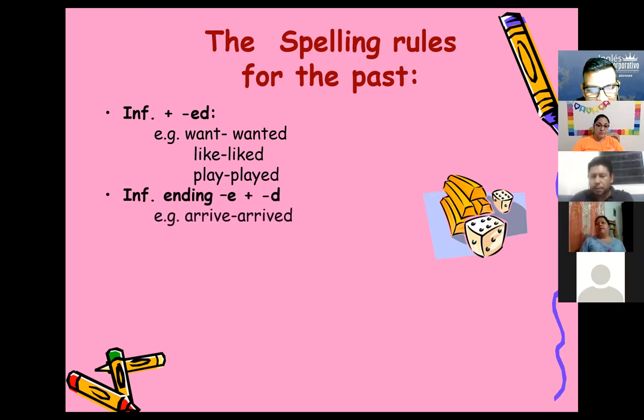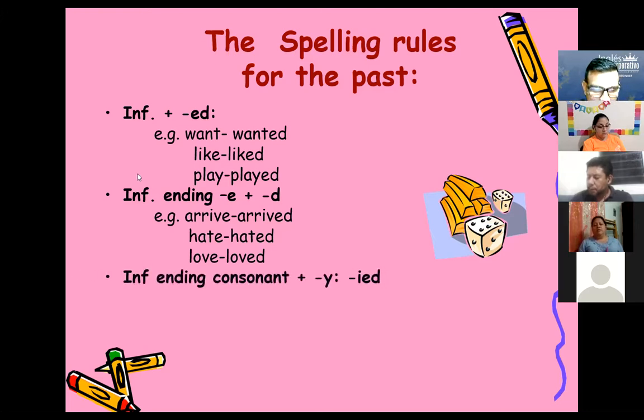En los verbos que ya tienen e, únicamente vamos a agregar la d para convertirlos al pasado. Por ejemplo, arrive, la forma pasada es arrived. Hate, hated. Ok, also we have love, amar. Para convertirlo en su forma pasada es loved.